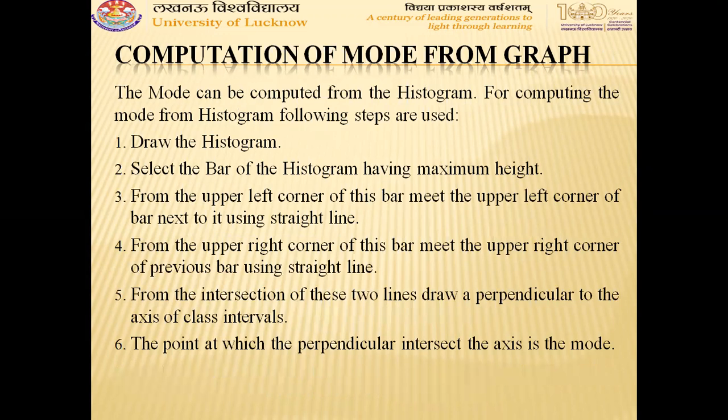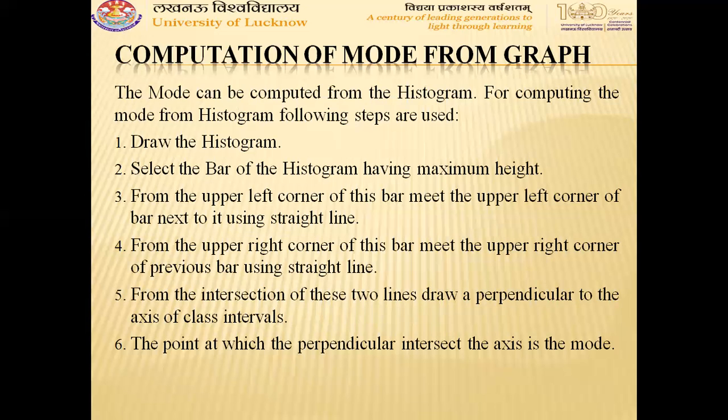Now how would we compute the mode from the graph? The mode is computed with the help of a histogram. For computing the mode from a histogram, the following steps are used. The first step is to draw the histogram. The next step is to select the bar of the histogram having maximum height. That is, the highest bar should be selected.